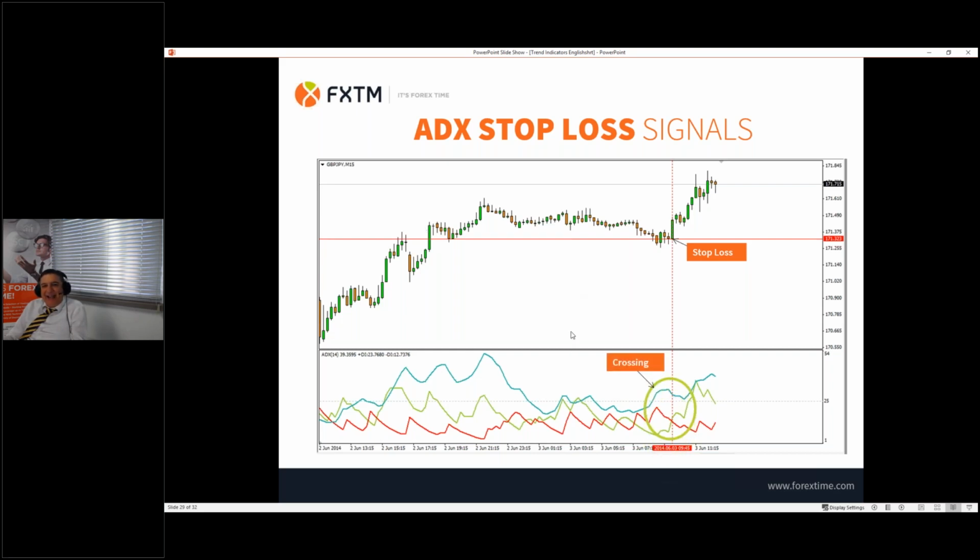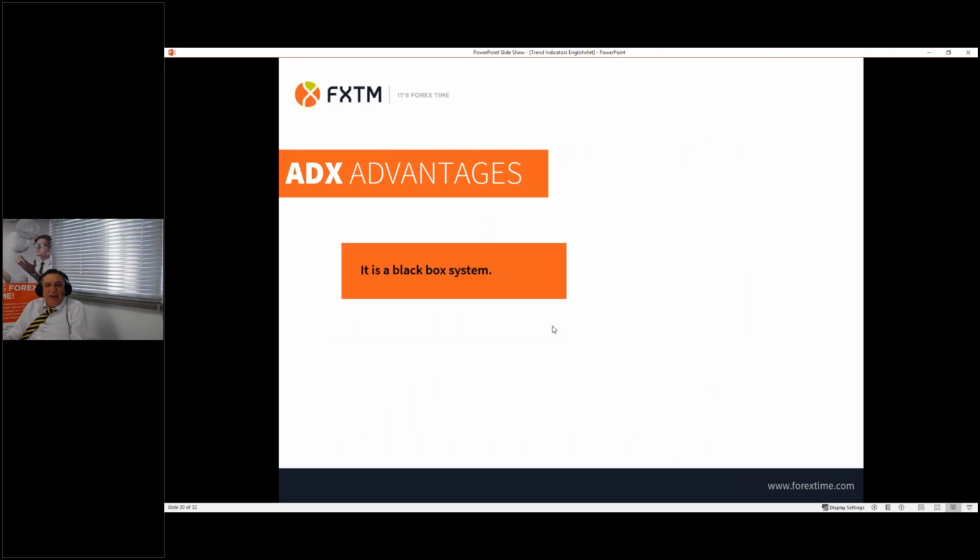Excellent. So this is ADX. And of course, what are the advantages? It's a black box. What does it mean? It means that you follow certain rules and you cannot deviate from them, which means it's objective. You are not allowed to put your own personal input. So it protects you from your emotions that sometimes will cost you money.